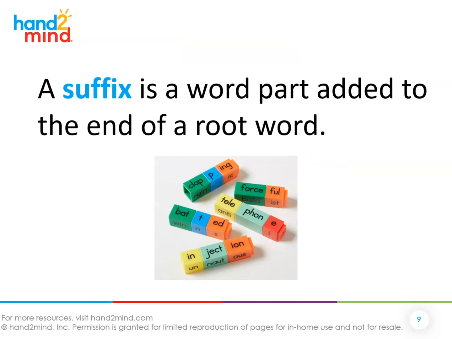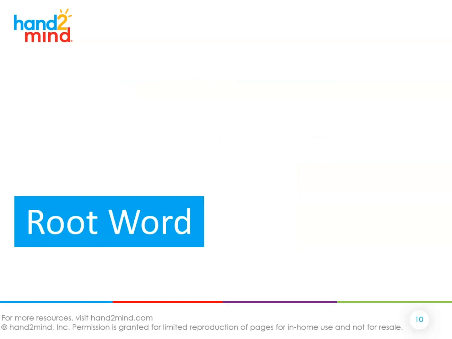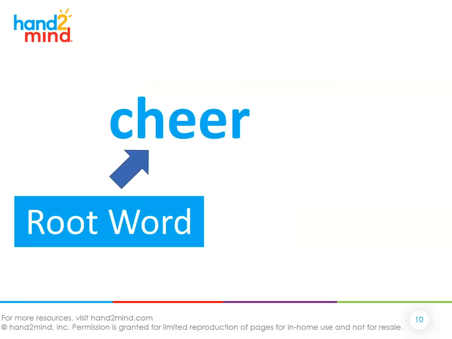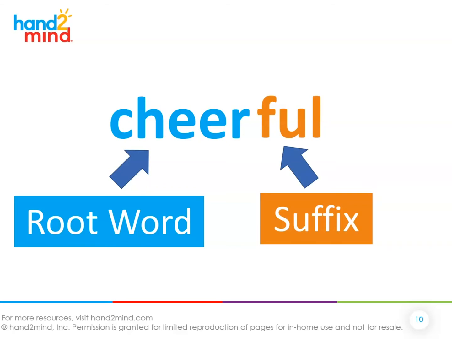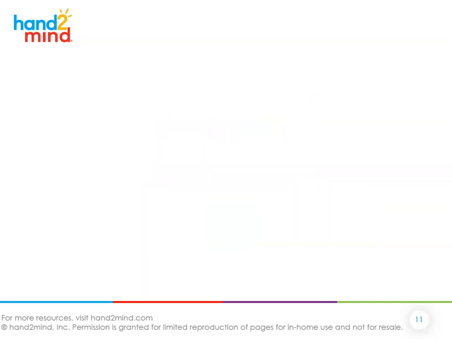Now let's take a look at suffixes. A suffix is a word part added to the end of a root word. If we have a root word like cheer, we can add a suffix to it at the end. A suffix is a word part that we can add to the end of a root word, such as ful. A new word would be cheerful, or full of cheer. Let's look at some other suffixes we can add to our root words.